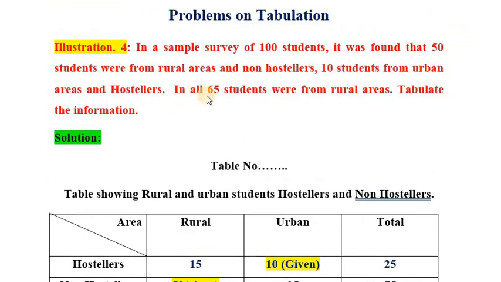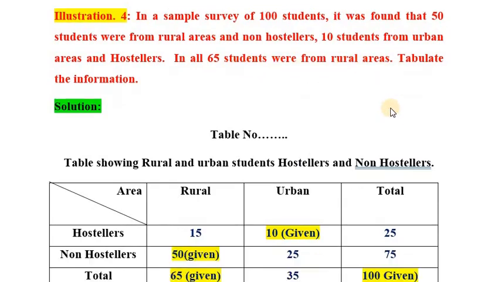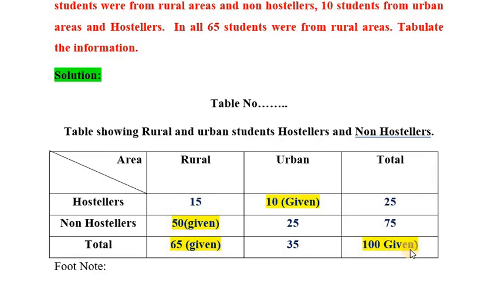And the next sentence says that in all 65 students were from rural area. So out of 100 students, the students coming from rural area are 65. So come to the cell which represents the rural students as well as the total number of students, that is, students who stay in the hostel as well as don't stay in the hostel. So I've taken 65 in this cell.